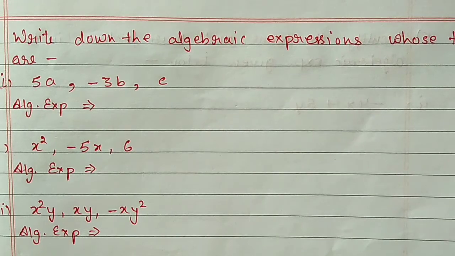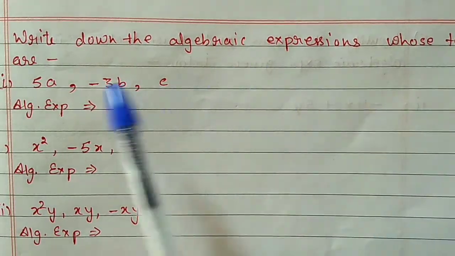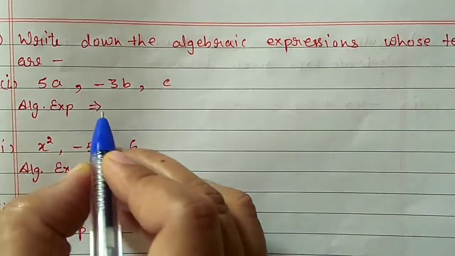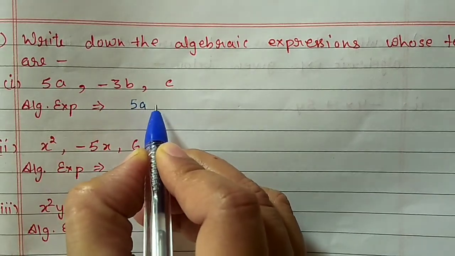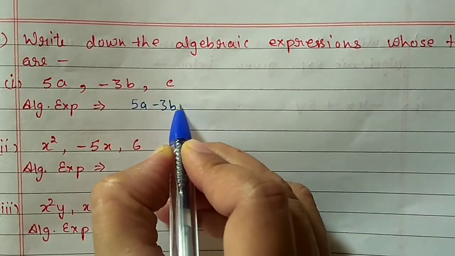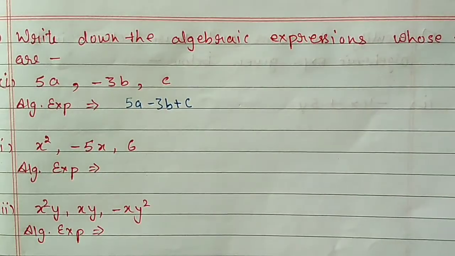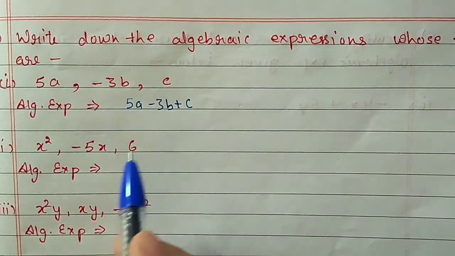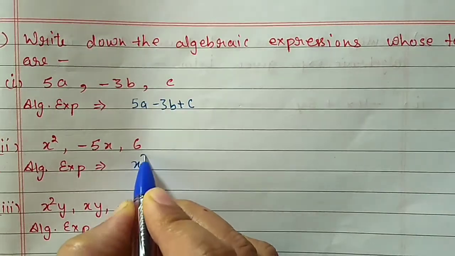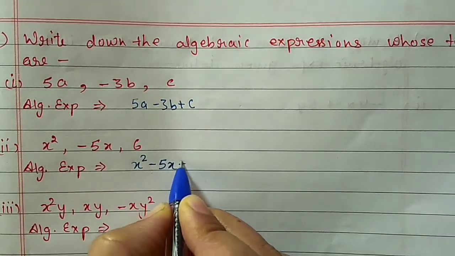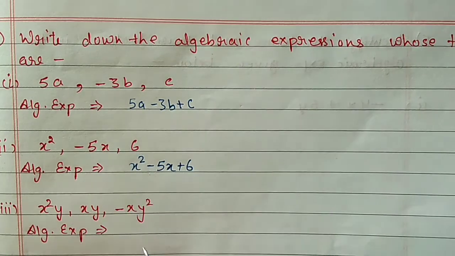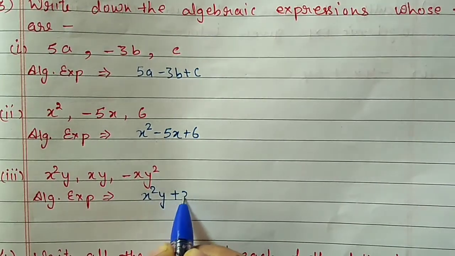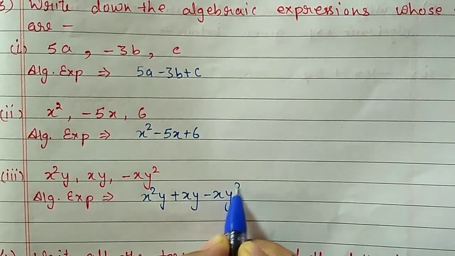Next, question number 3. Write down the algebraic expression whose terms are given, like 5a, minus 3b and c. We have to write all these together: 5a, then minus 3b, and with c there is no symbol, which means plus. So we put plus if no symbol is mentioned. So 5a minus 3b plus c is the algebraic expression from these terms. Similarly, the second one: x square, minus 5x, plus 6, because with 6 there is no symbol, which means plus. Third part: x square y plus xy minus xy square.